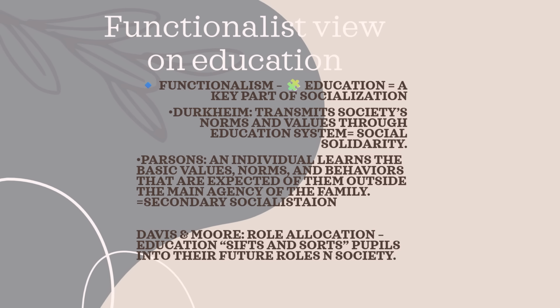And then Parsons talks about something kind of similar, secondary socialization, which is where an individual learns the basic values, norms, and behaviors that are expected of them outside the main agency of the family. And finally, we got Davis and Moore talking about role allocation, which is where the education system sifts and sorts students into their future roles in society, basically teaching them skills that they'll need later on in life to help them in society. Typically, it refers to skills they'll need for their work life later on.